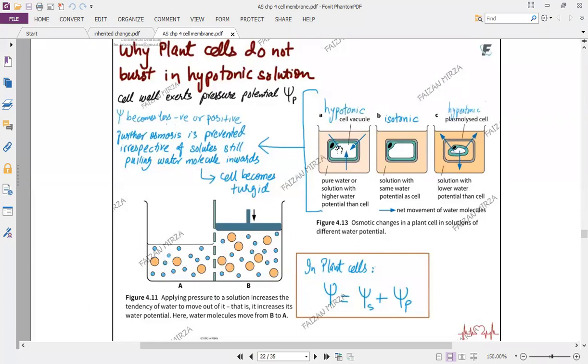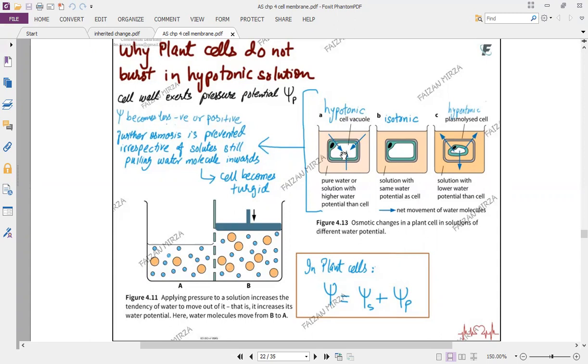So there will still be various solute molecules present inside the cell, which is now placed in a hypotonic solution, and they will still be pulling water inward. But since the cell wall is there, it starts to behave like a piston. It starts to exert pressure on the protoplast, preventing further entry of water. Because if that further entry of water had occurred, the cell would have kept on swelling and it would have burst the way the animal cell burst. But the presence of the cell wall prevents this from happening.